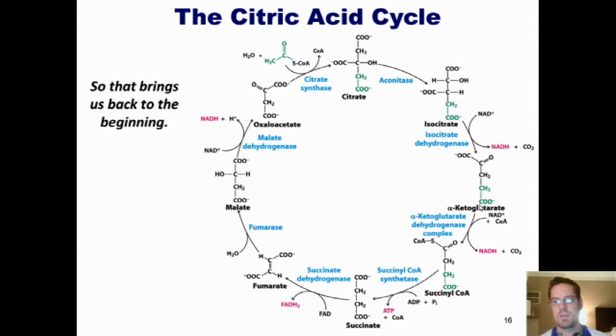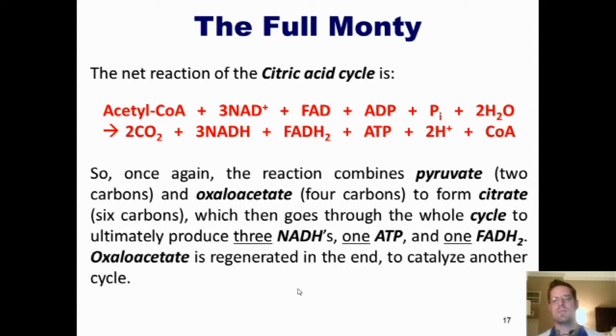In essence, this is a summary of the entire citric acid cycle, beginning from acetyl-CoA, appending it onto oxaloacetate to form citrate, and then going all the way around each step of the cycle that we've discussed. In net, we see that it produces 3 NADHs, 1 ATP, and 1 FADH2. The net reaction of the citric acid cycle is shown here. So once again, the reaction combines pyruvate, which has 2 carbons, and oxaloacetate, which has 4 carbons, to form citrate, which then goes through the whole cycle to ultimately produce 3 NADHs, 1 ATP, and 1 FADH2. Oxaloacetate is regenerated in the end to catalyze another cycle.